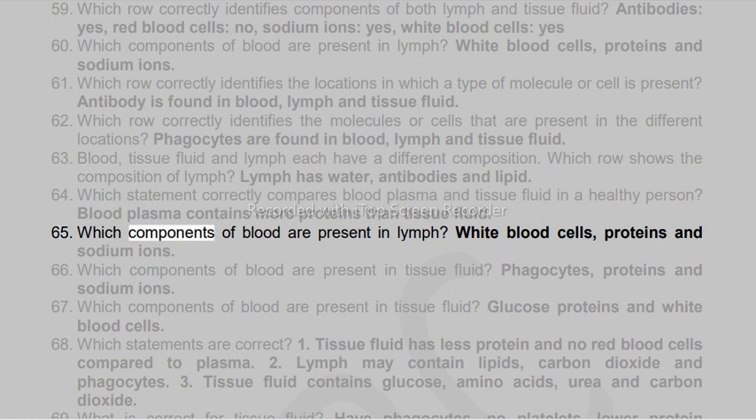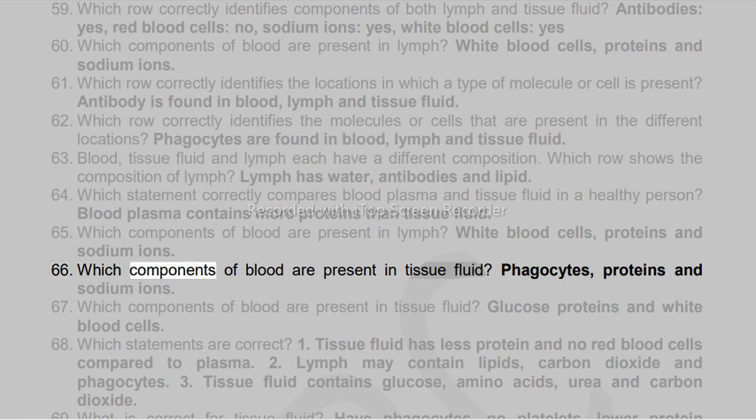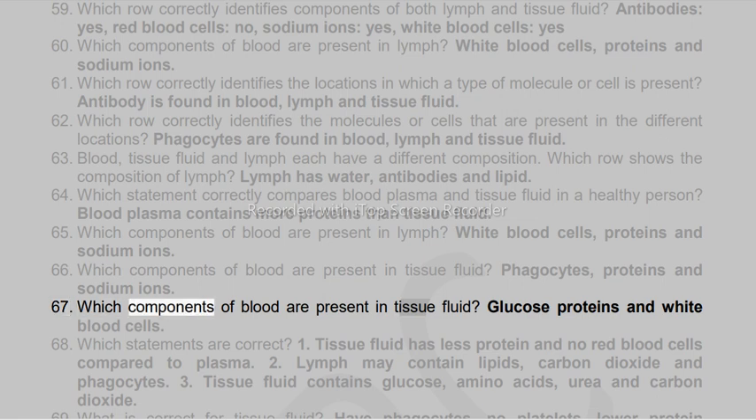65. Which components of blood are present in lymph? White blood cells, proteins and sodium ions. 66. Which components of blood are present in tissue fluid? Phagocytes, proteins and sodium ions. 67. Which components of blood are present in tissue fluid? Glucose, proteins and white blood cells.